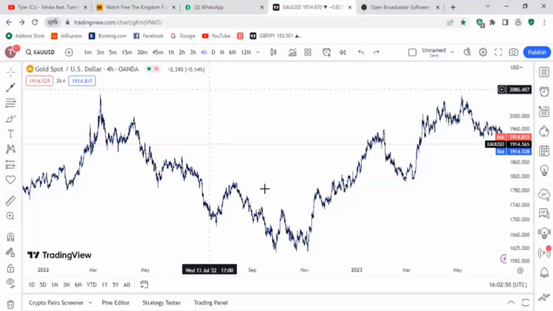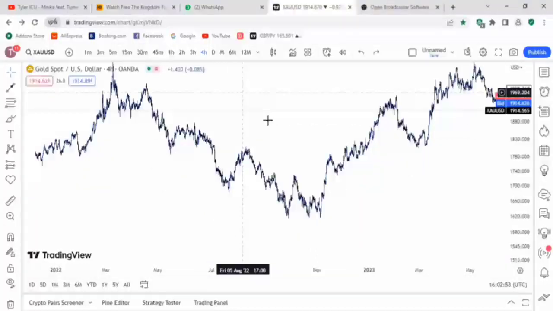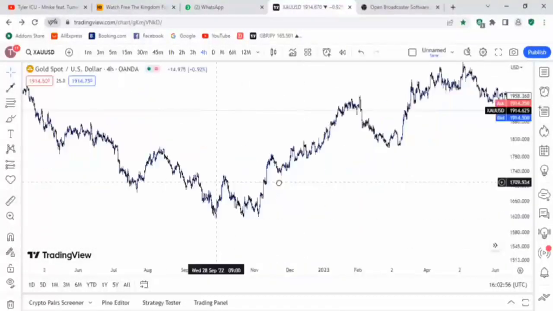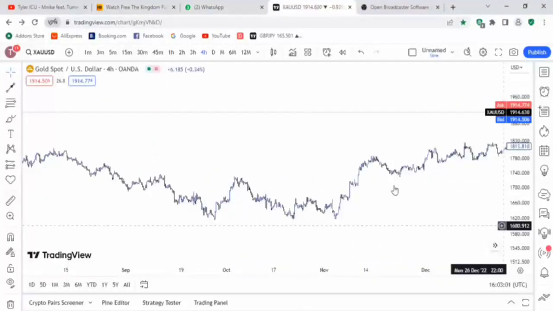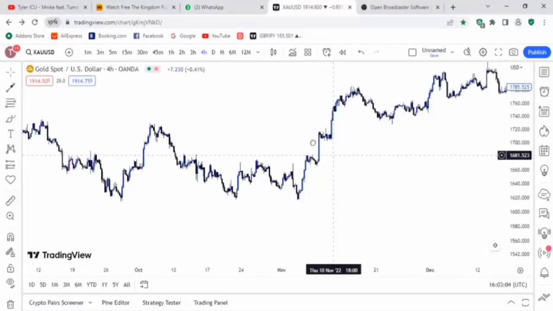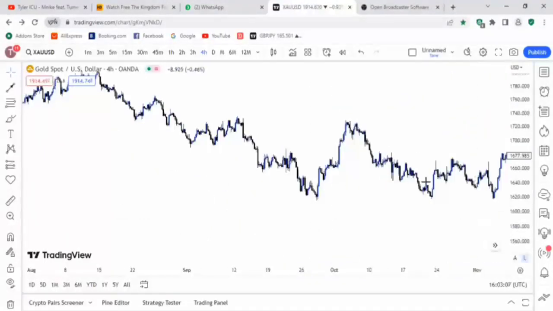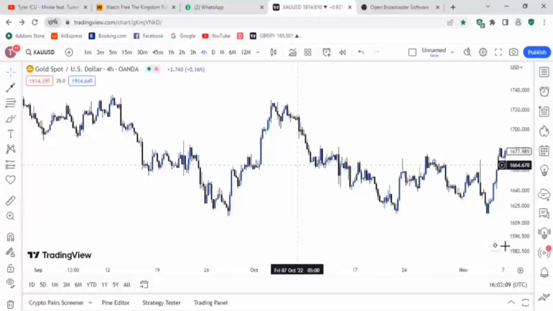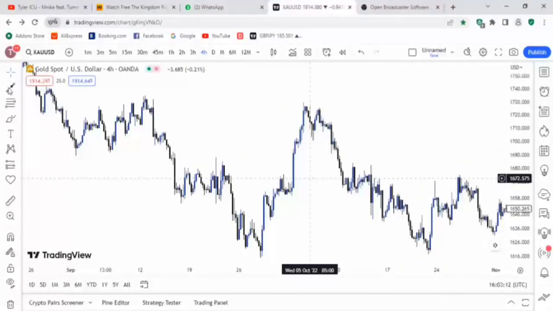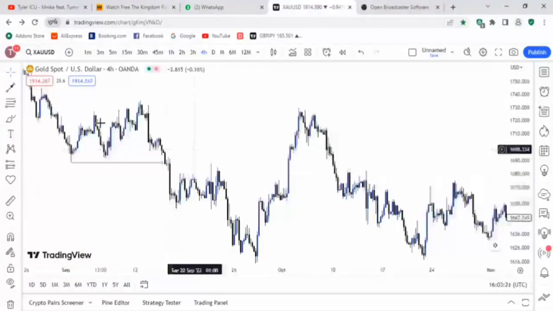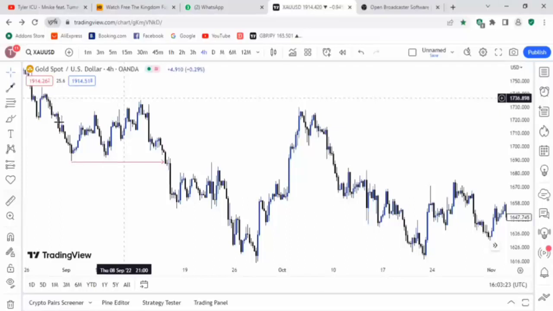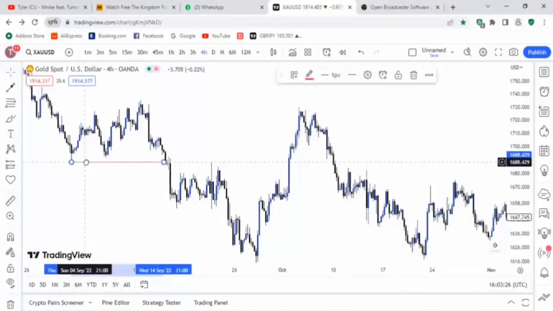So after that, the second thing that you should look for is now to come up with a setup. I'm just going to zoom here, try to see what was happening here. Currently you can see that we had a break of market structure here. After this break of market structure, remember that our order block is supposed to be the last bullish candlestick.